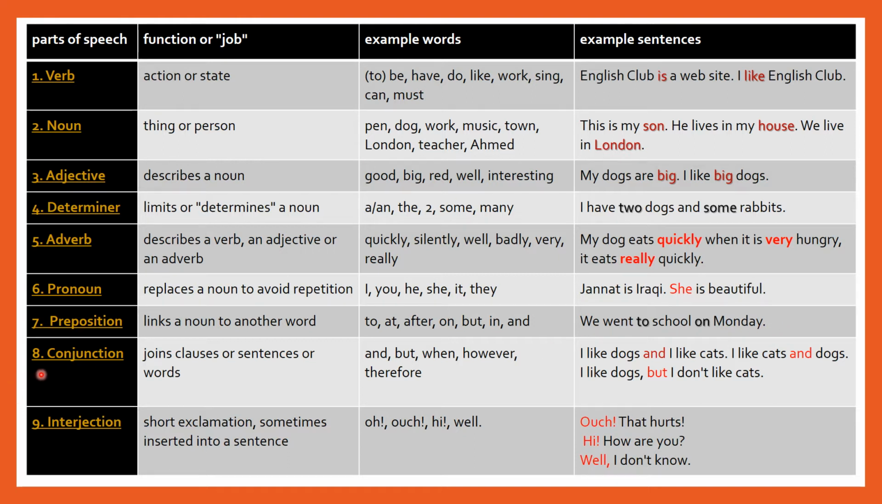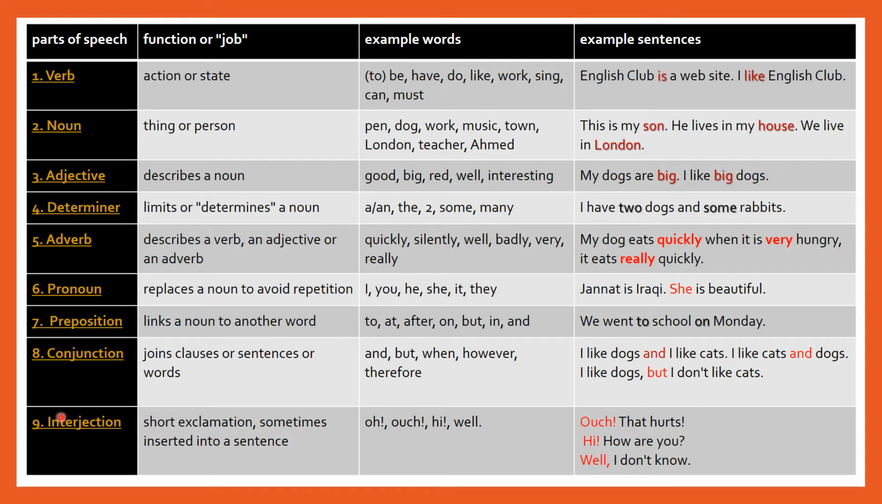The eighth part of speech in English is conjunction. It joins clauses or sentences or words, such as and, but, when, however, therefore. Example sentences of conjunction are: I like dogs and I like cats. I like cats and dogs. I like dogs, but I don't like cats.